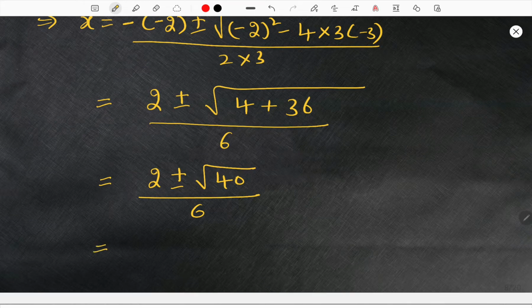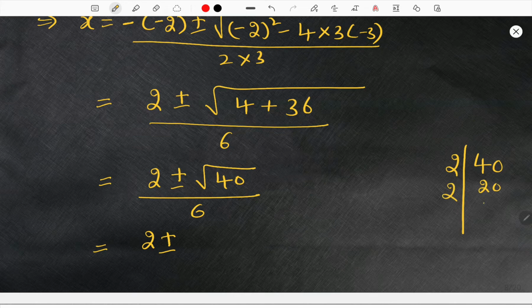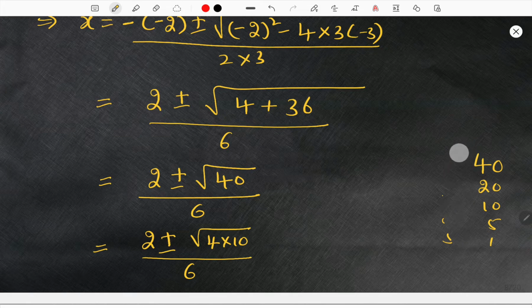Then we'll have it as 2 plus or minus. How are you going to split this 40? Directly also I can do, but for your reference I am doing all the calculation. It becomes 2 20s, then 2 10s, then 2 5s, then 5 1s. So you can write it as under root 4 into 10, under root 4 into 10 divided by 6. Alright, so let me rub off all these things.